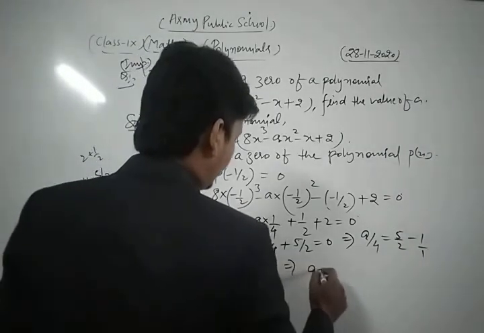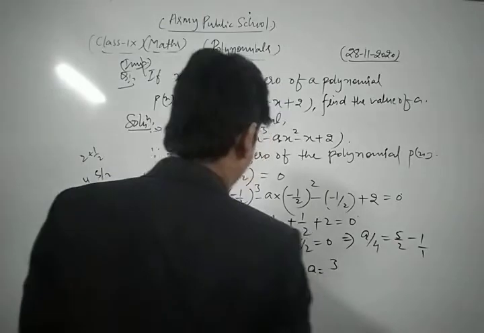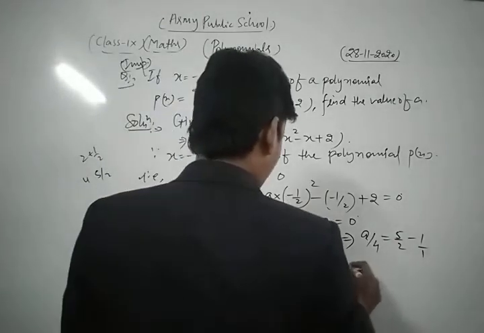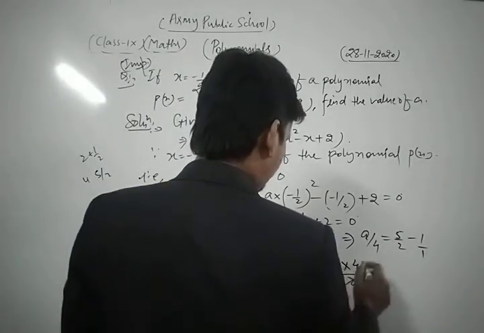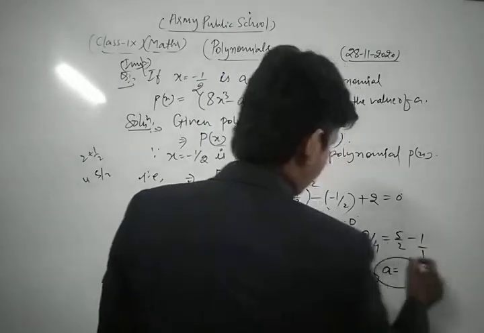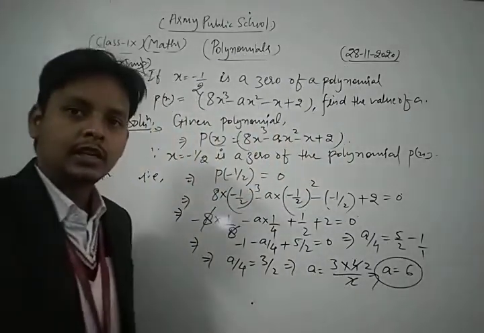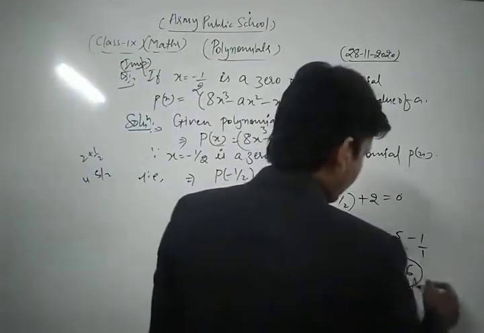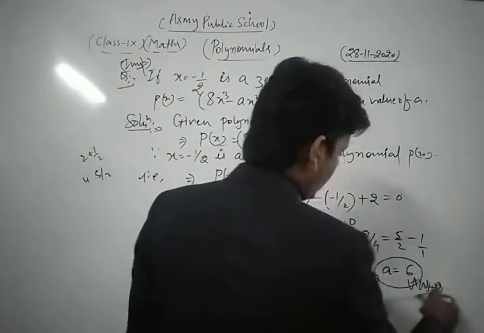That is, the value of a is equal to 3 into 4 upon 2, which is 6. Thus the value of a is 6. This is our required solution of the given question.